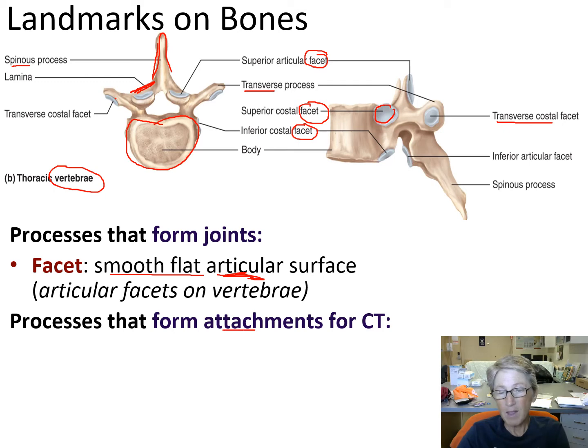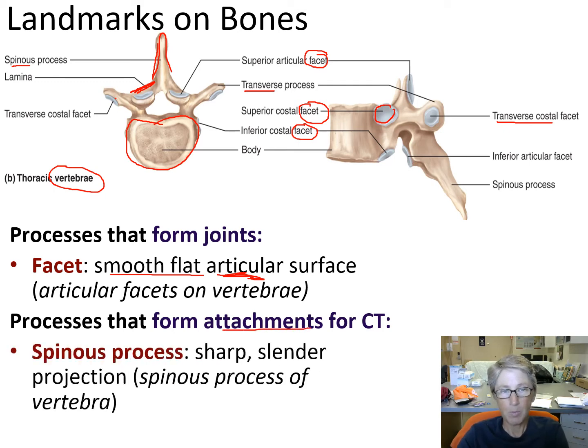Processes form attachments for connective tissue. In terms of the vertebra, that would be this spinous process. It's a process or a projection, because it projects out from the body of the bone. And this is where connective tissue will attach, connective tissue like a tendon that will attach the muscle to the bone.